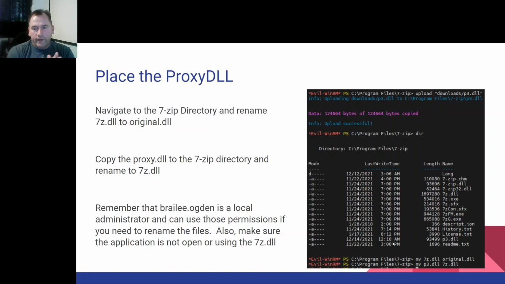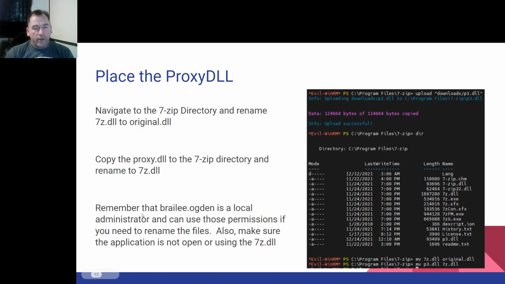So in order of execution, 7z.exe is going to execute. It's going to call 7z.dll, which is the proxy that we've set up, and it'll execute the 2 commands. And that function is not going to exist there, so it's going to pass it on to original.dll and then execute the normal function.